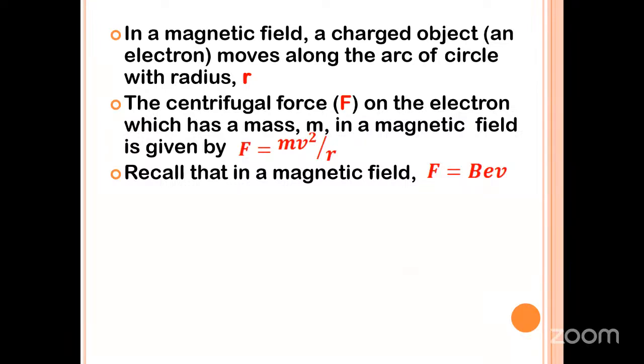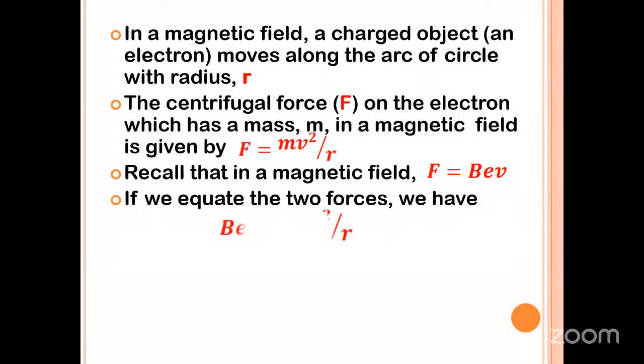Let's pay attention, please. Like I was saying, both BeV, which is the magnetic field force, and mv squared over r are forces that act on an object in a magnetic field. So we can also work on these two forces and see what they look like. If you equate these two forces, you would have that.